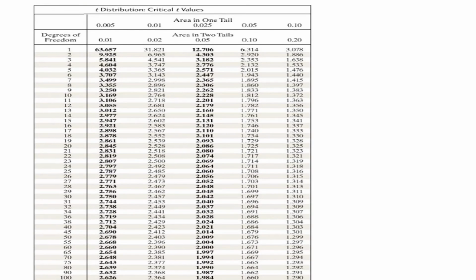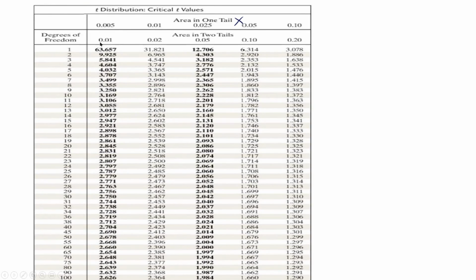Now this is the t distribution table, and it gives those critical t values. It has got first row area in one tile, second row area in two tiles. Now we are not concerned with area in one tile, so we need not be concerned with these values. We are only interested in area in two tiles. So here the degrees of freedom is given. So we have the various degrees of freedom and the area in two tiles. Area in two tiles means it will give the critical value.